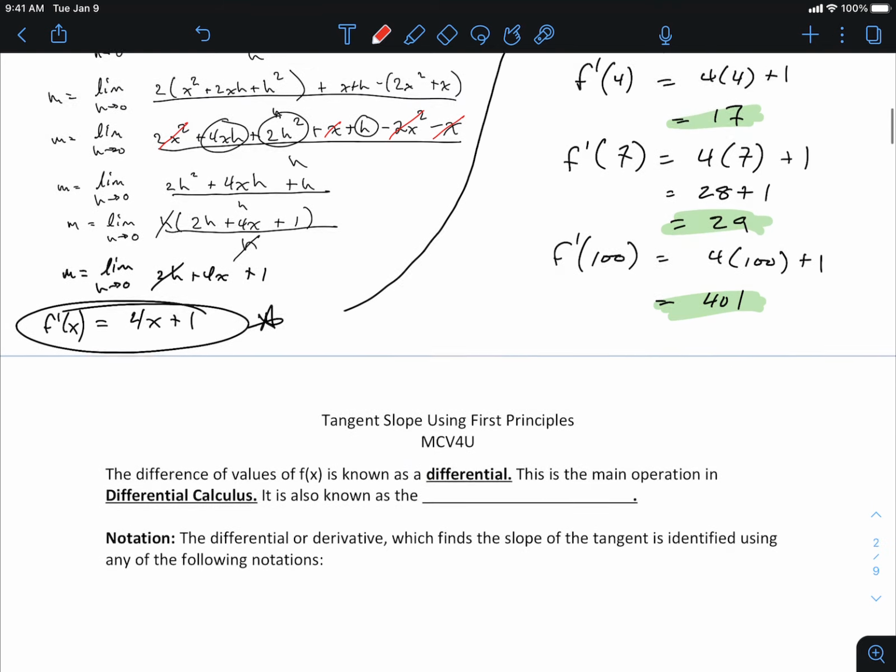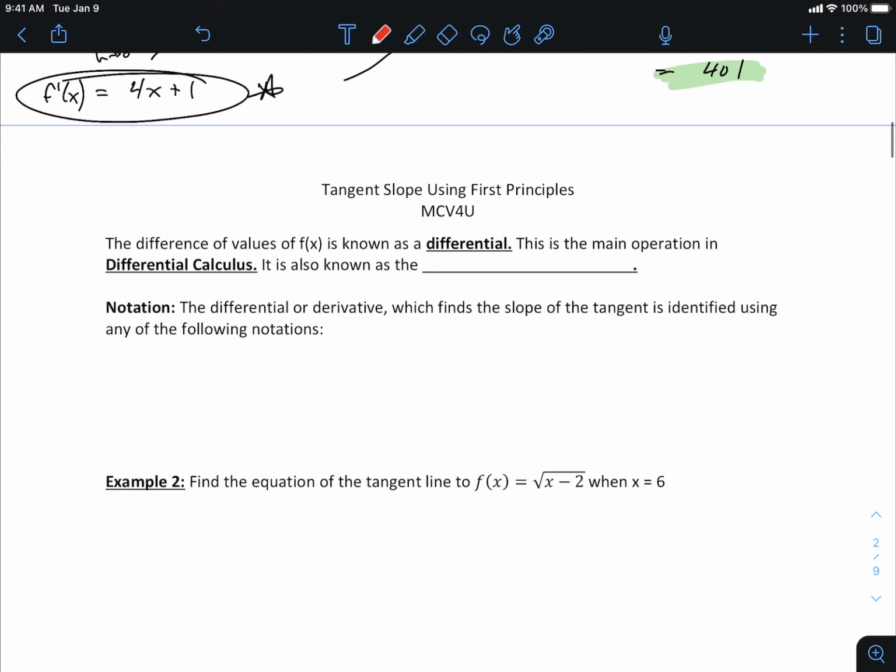Let's go down now and fill out the rest. The difference of the values of f of x is known as the differential. This is the main operation in differential calculus. It is also what we call, and this is what I said before, the derivative, which we labeled as f prime of x. The differential or derivative, which finds the slope of the tangent, is identified using any of the following notations.